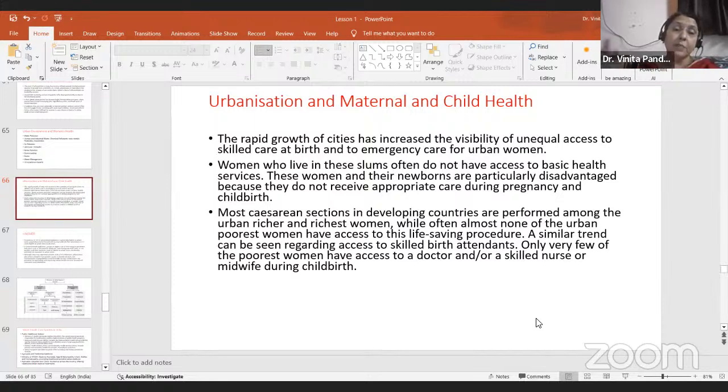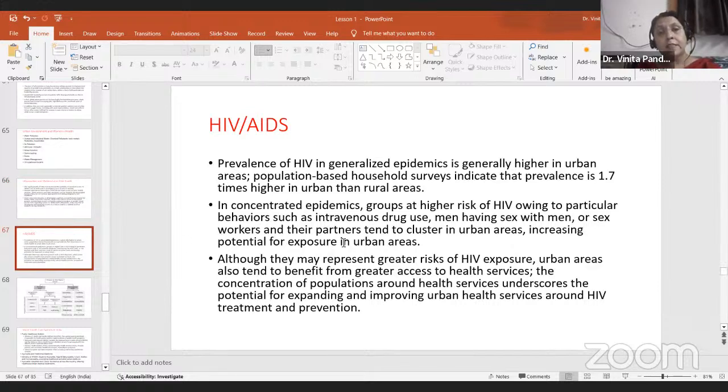A similar trend can be seen regarding access to skilled birth attendants. Only very few of the poorest women have access to a doctor or a skilled nurse or midwife during childbirth. Then HIV/AIDS, you're familiar. It's not that HIV/AIDS is there only in villages or only in cities. It is there everywhere. But again, women in slum areas, living in very challenging housing conditions, become more prone to this challenge. And according to statistics also, the trend is generally higher in urban areas.